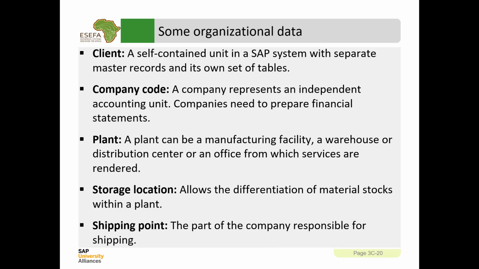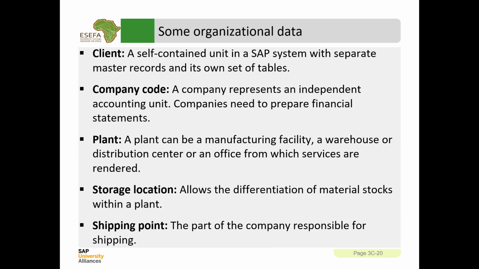The company code represents an independent accounting unit. A company needs to provide financial statements. So you can have more than one company code under one client. For example, you have a plant in Kano, you have a plant in Ibadan. So the plant in Ibadan has its own financial record. So the necessity for a company code is a financial statement. And that of Kano is operating its own financial statement. So you can have these codes under the client.